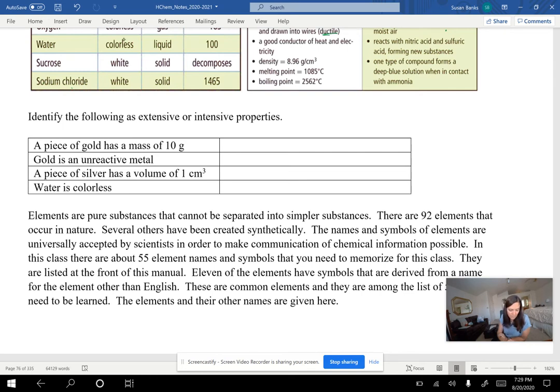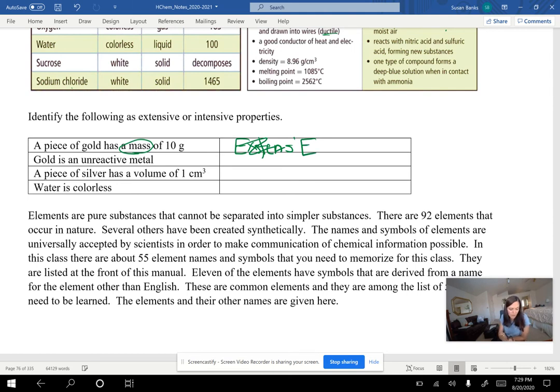Okay, have you made your guesses? Gold has a mass. Doesn't mass measure the amount of an object? So that is going to be an extensive property. It matters how much stuff we have. Extensive. I can't spell. I give up. I'm just going to put an E here.